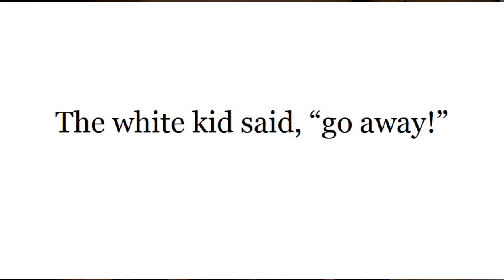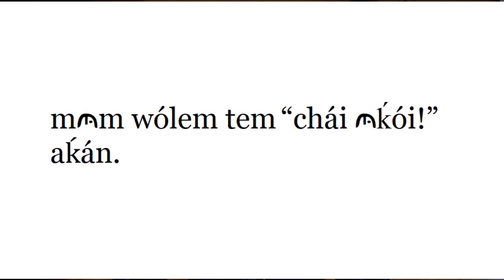Let's practice some direct quotes real quick. Today we learned about direct quotes. Let's practice just a little to make sure you know how to quote somebody. Try to say, the white kid said, go away. Mumwolam tim, chayakoi akan. Make sure you put an M on the end of tem. Mumwolam tem. That's the one who's saying it. Then, after you say what he really said, tayakoi in quotes, then akan, he said. That means you saw it yourself. Or you could have said akumam if it happened a long time ago. But if you weren't there, you could say atsoyam.